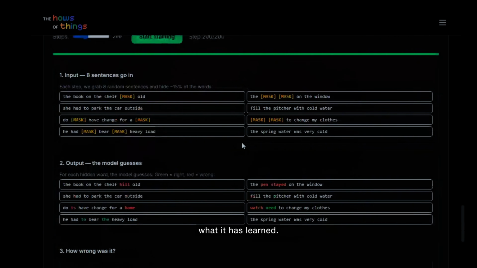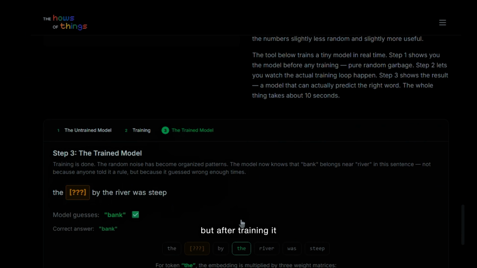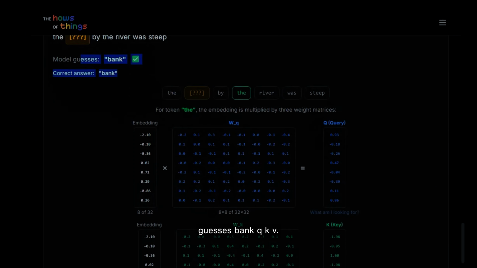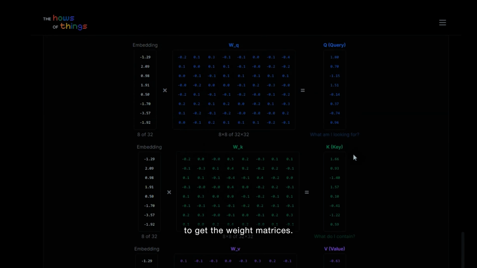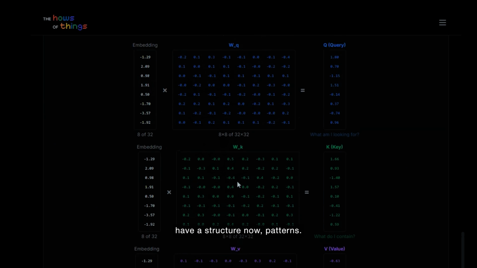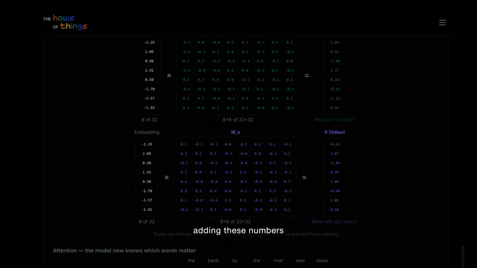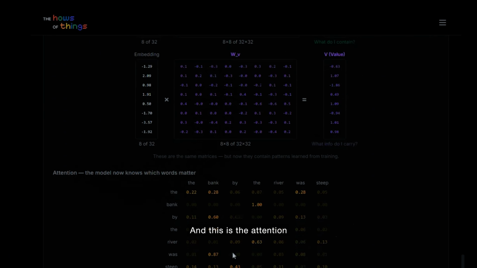Now, let's see how much it has learned. It's asked the exact same question, same sentence, same blank, but after training, it guesses bank. The QKV multiplication is in front of you, now showing learned weights. Look at the weight matrices, same position in the model, but compare those to the random noise we saw in step 1. These numbers have a structure now, patterns. That structure is the knowledge. It was shaped by hundreds of wrong guesses, each one nudging these numbers in the right direction. And this is the attention pattern.